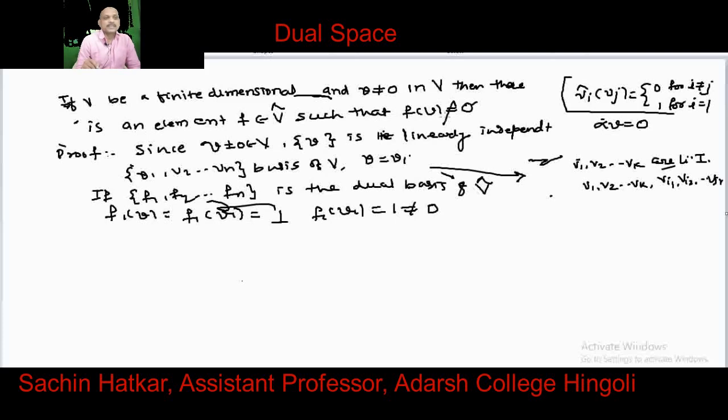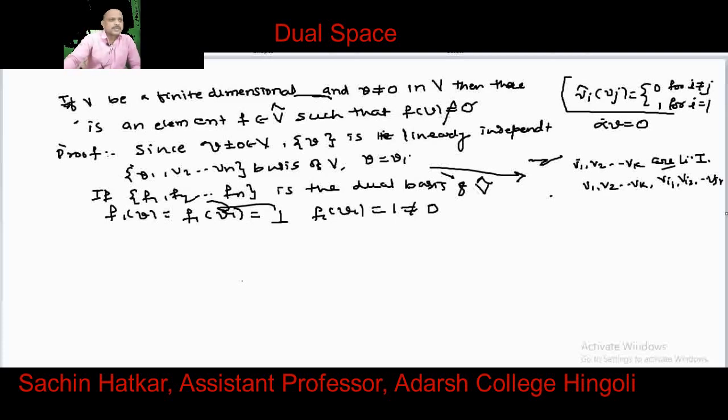a mapping, there is a function F1 of the vector space V cap such that F1 of V1 equal to 1, which is not equal to 0. Therefore, as we have a vector V not equal to 0 in capital V, there is an element in its dual space such that F1 of V1 is not equal to 0.